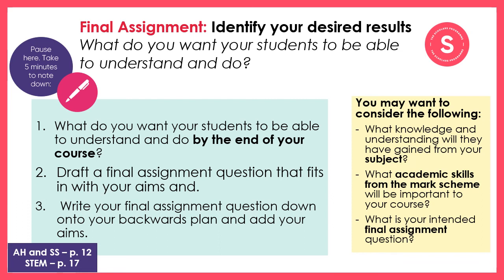Draft a final assignment question that fits in with your aims, and write your final assignment question down onto your backwards plan and add your aims around it. You may want to consider the following. What knowledge and understanding will they have gained from your subject? What academic skills from the mark scheme will be important to your course? And what is your intended final assignment question? Pause here and take 5 minutes to note down your answers to this.